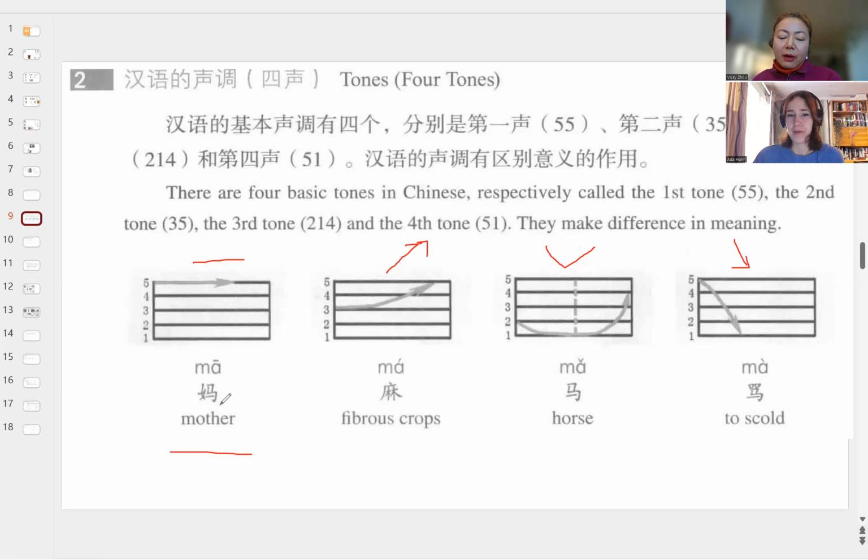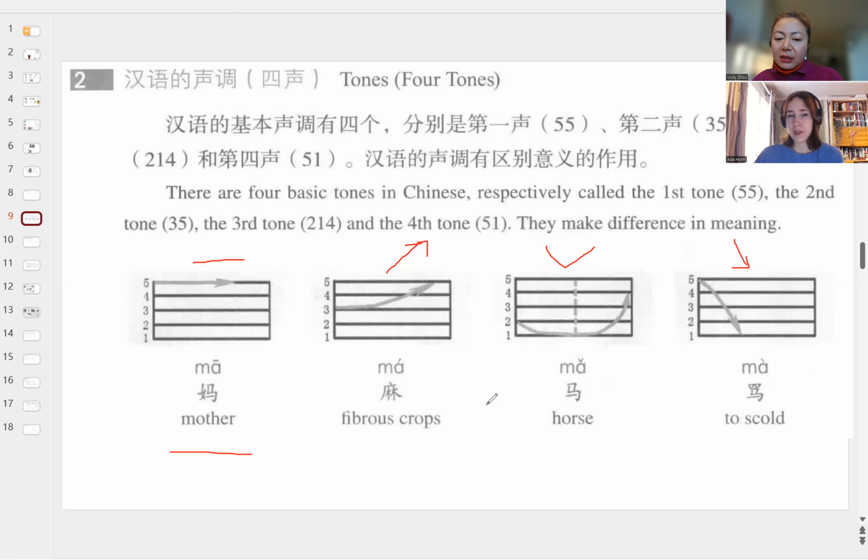Here, the example is also very clear, right? When you say first tone ma, it means mother or mama. When you say second tone ma, it means linen, a fibrous cloth. And the third tone, ma, you slow down, it means horse. And the fourth tone, you always need to say it short and clearly, ma, it means to get angry, to scold someone. 好.